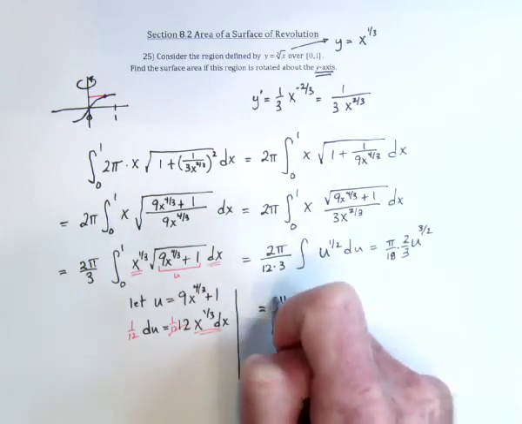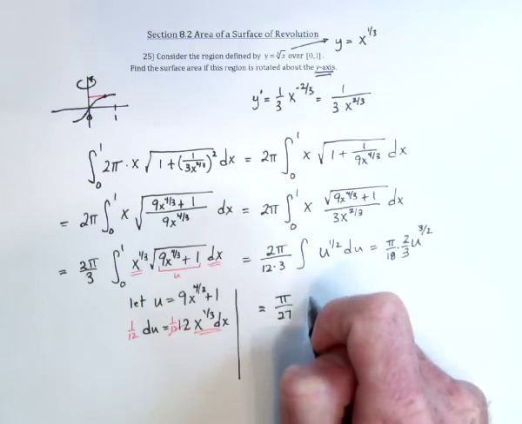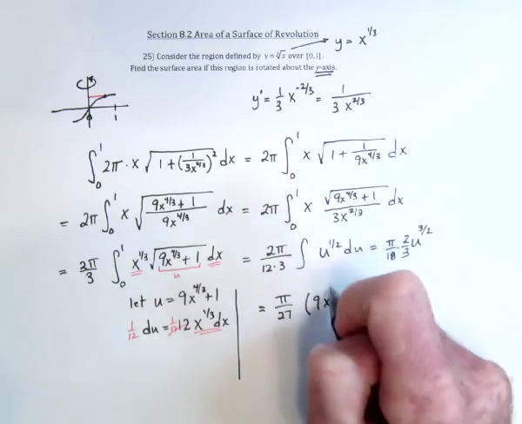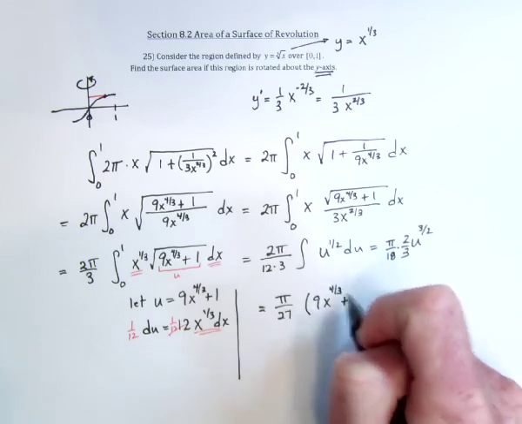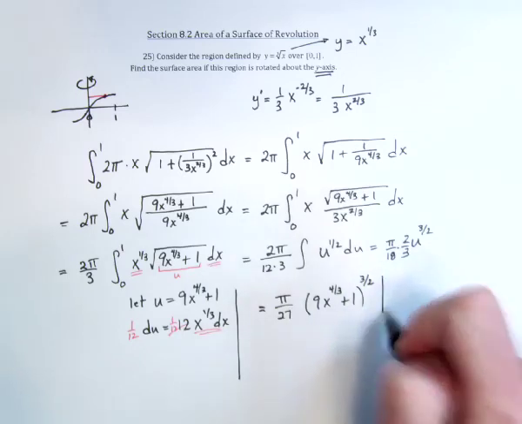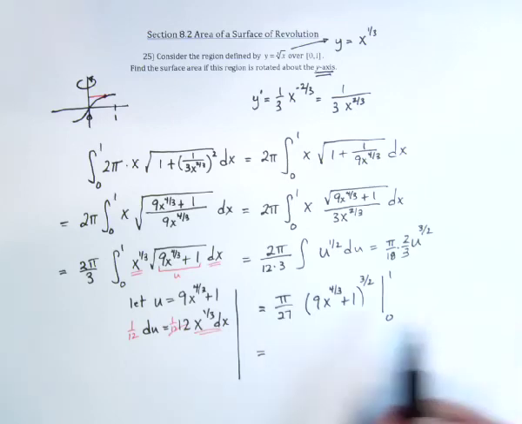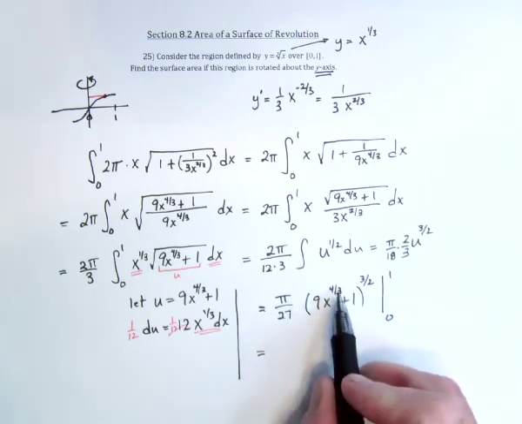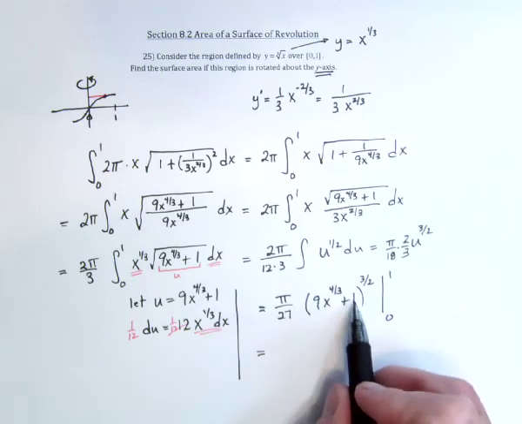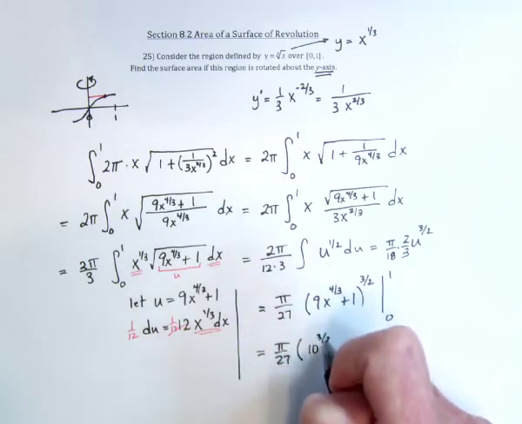So we've got pi over 27, and then replace the u with this thing. So 9x to the 4/3 plus 1 is raised to the 3/2, and now that we're back into the x system, you can put the limits 0 to 1. So when you substitute a 1, this is going to become 1 to the 4/3, so that's a 1. So 9 and 1 makes 10, and then to the 3/2. So pi over 27, and then 10 to the 3/2.